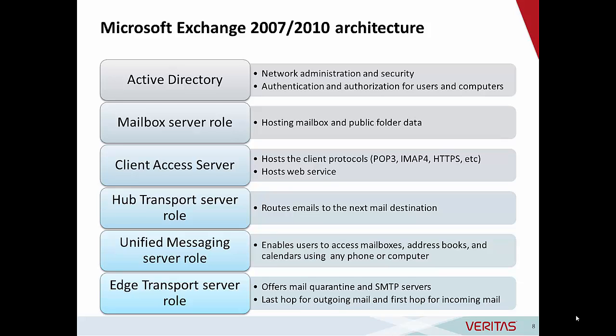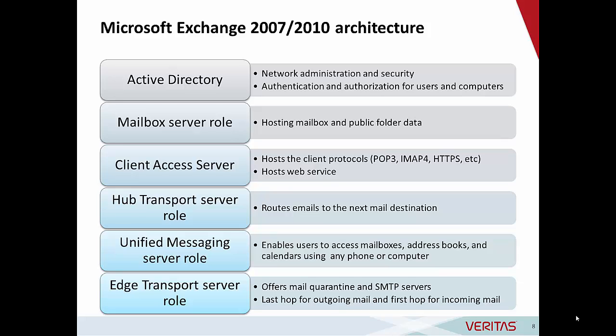Now, one Exchange server may be fulfilling one of these roles, or several roles may be combined onto a single host. Starting at the top, Active Directory is of course not really an Exchange component, but a Windows component. Active Directory handles network administration, authentication, and authorization for all users and hosts within a Windows domain, and Exchange is tightly integrated into Active Directory. The Mailbox Server role hosts mailbox and public folder databases.